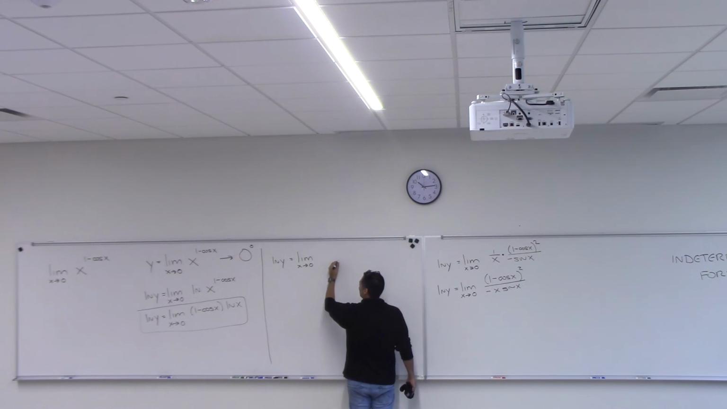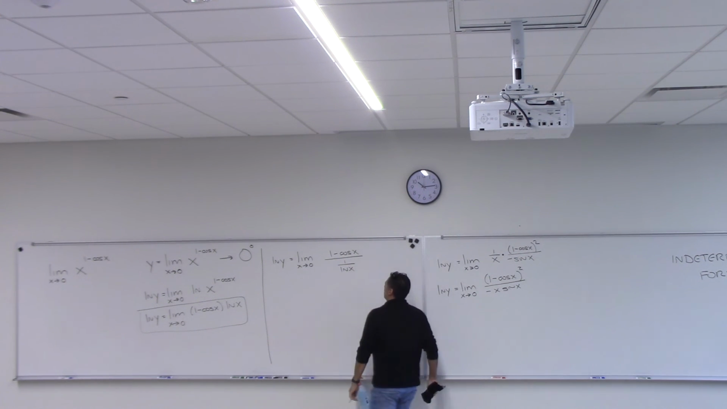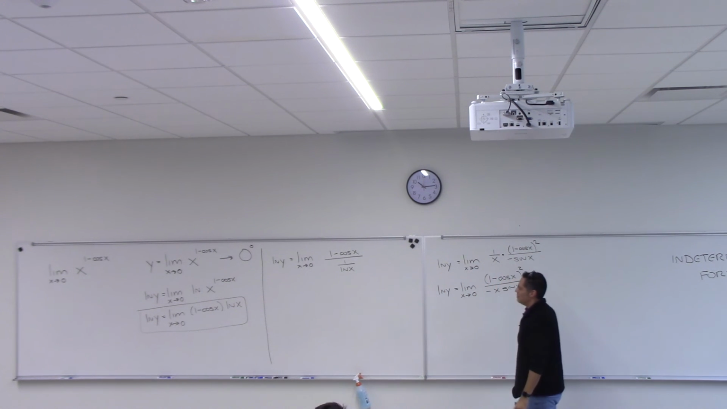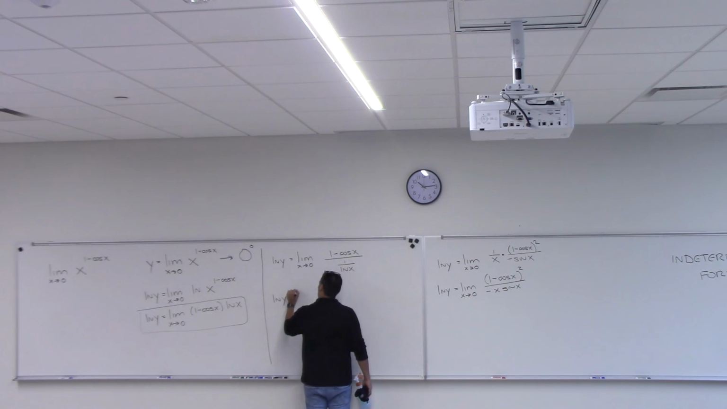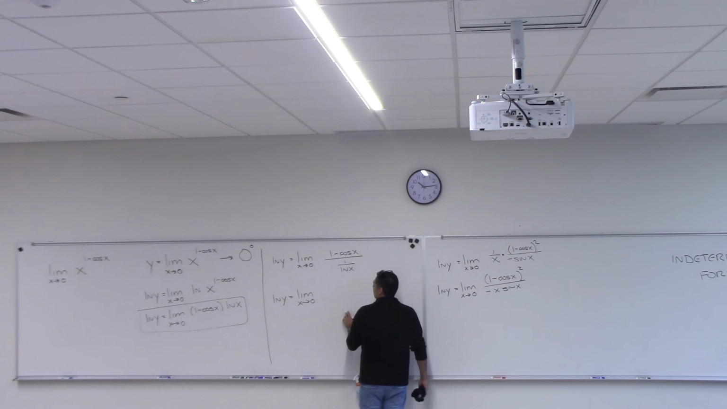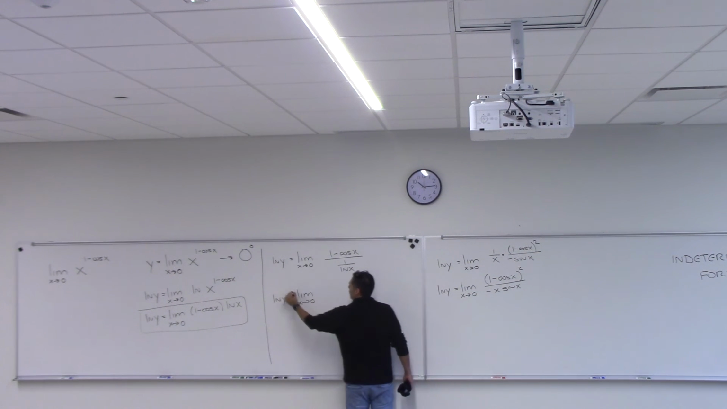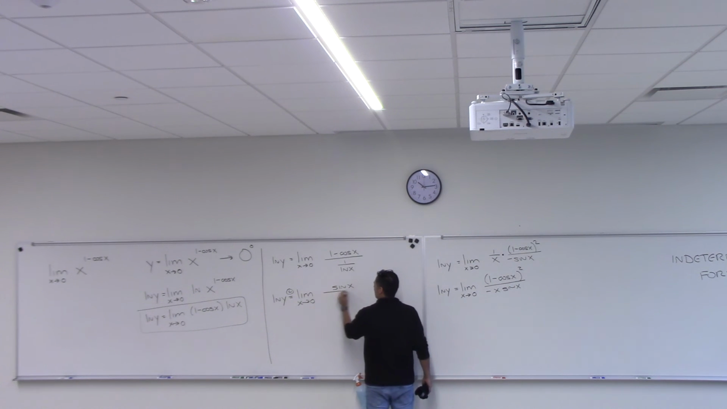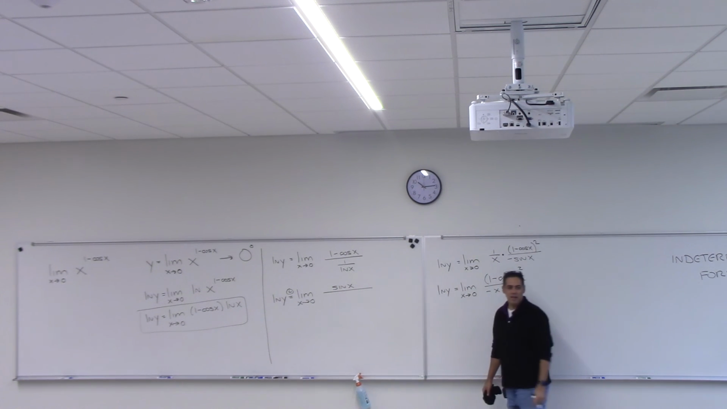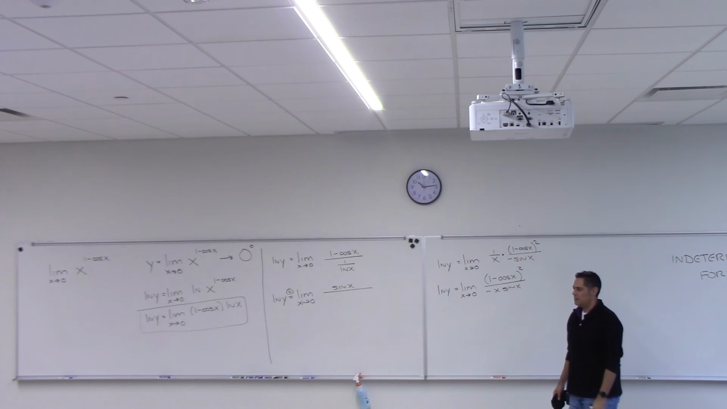Okay. This time I'm going to leave the 1 minus cosine x on top, and I'm going to put 1 over natural log of x on the bottom. I don't want to have to do that, but I'm going to. Natural log y equals limit x goes to 0. Derivative of the top, L'Hopital. Derivative of the top is just sine x. Are we okay with that?